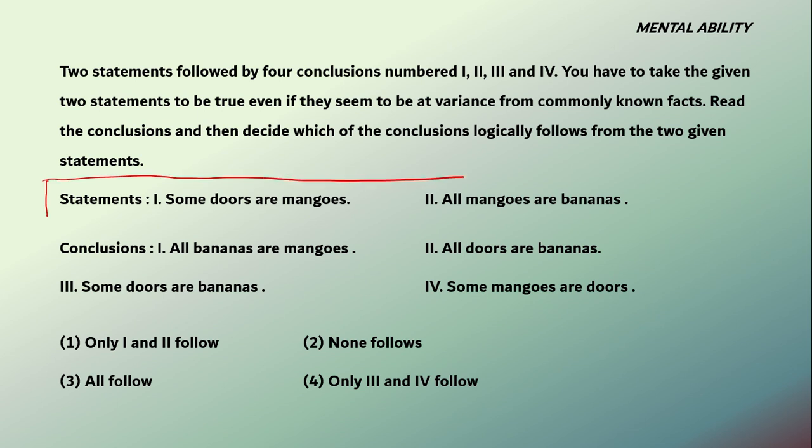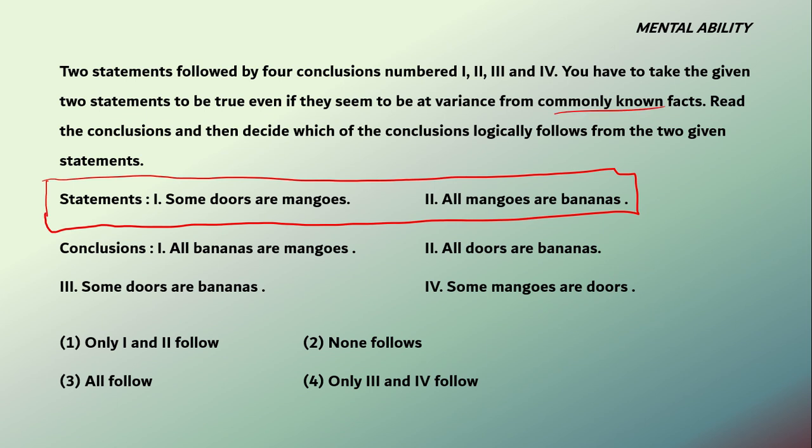In this type of questions, we have to maintain our conclusions based on the statements, not based on commonly known facts. For example, we know that mangoes are not doors. However, in this question, some doors are mangoes. We take that into consideration. Now, to understand the statements and then do the conclusions, we have to form a Venn diagram of the two statements.